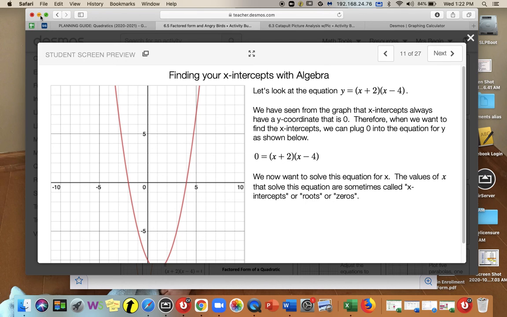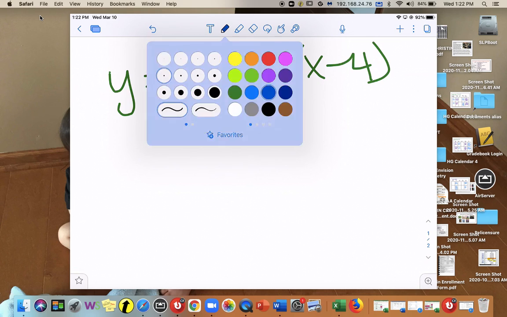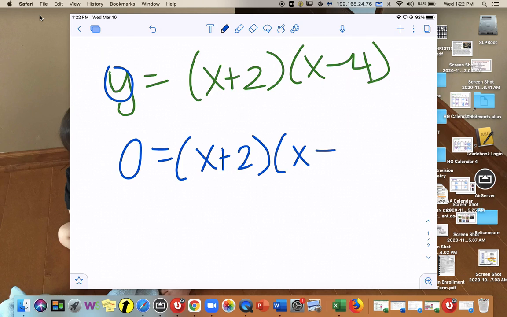Okay, so again, here's my starting equation. I want to know where the x-intercepts are, so where the y value is 0. So we have 0 equals (x plus 2)(x minus 4). Now these two are called factors because they multiply together. These two are different numbers. And again, if either of these numbers equals 0, then the whole thing is 0. 0 times anything is 0.